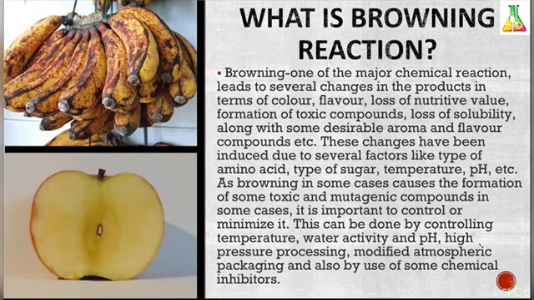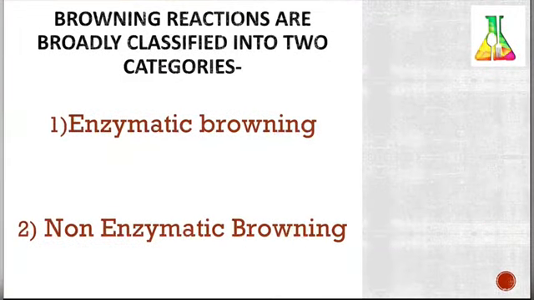Browning is the process of food turning brown due to the chemical reactions that take place within. Due to browning, the food changes its color and flavor, loses nutritive value, forms toxic compounds, and loses solubility. Browning reactions occur widely in food materials, and the color produced is not confined to brown only. It ranges from yellow to dark brown to black also. Browning is broadly classified into two parts.